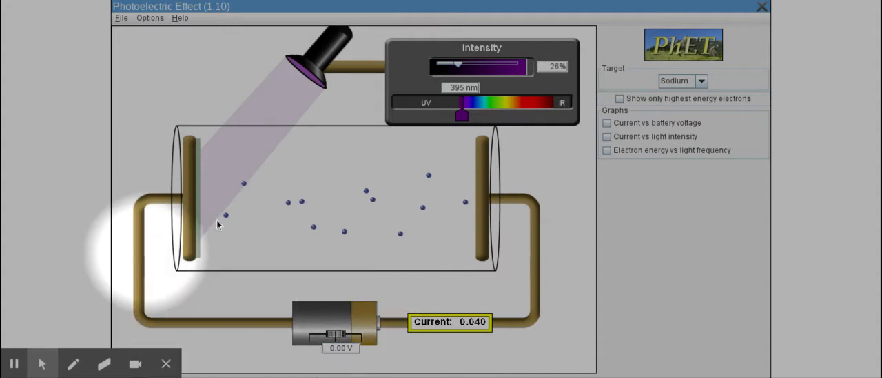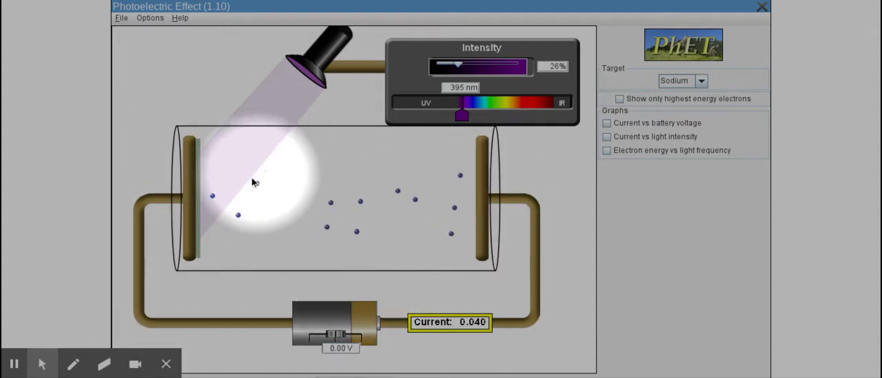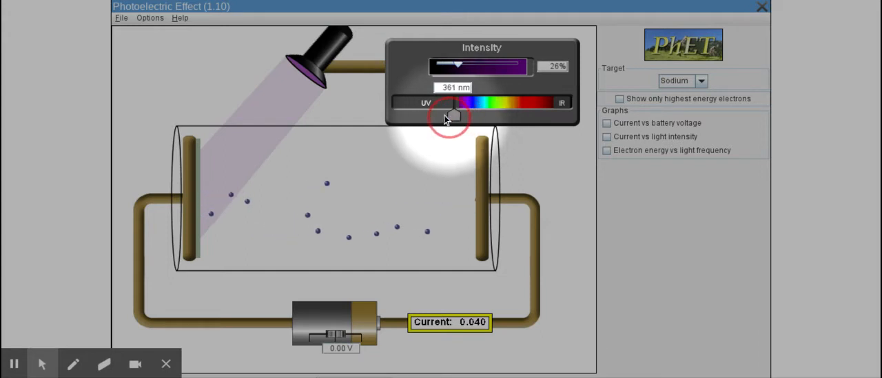If we were to make that incident beam of an even shorter wavelength, in other words, make the light more powerful, watch what happens to the electrons that are being released. And you can see now that they're coming off with more kinetic energy. They're going faster than they did before.